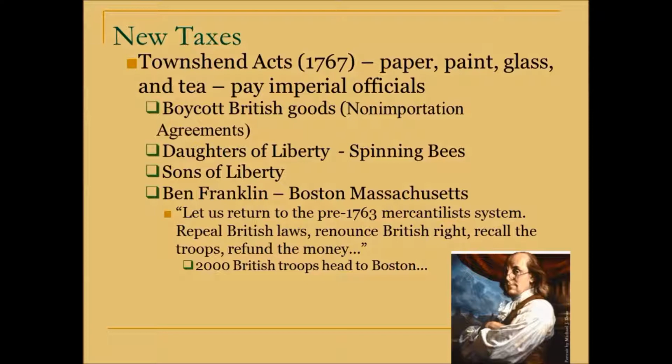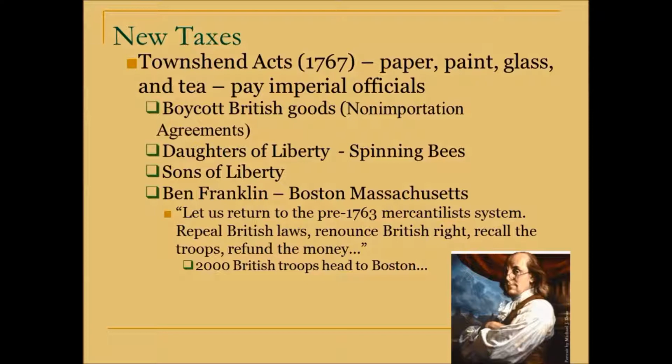So a year later, the Crown comes up with a new tax called the Townshend Acts. And again, it's only a year later, 1767, and it was on many things: paper, paint, glass. Big one was tea. And the point of this one was for the Crown to raise money to pay these imperial officials so that they did not have to be dependent on the colonies to pay their paycheck. And that way, hopefully, these imperial officials would be honest, because the crown is paying them and not the colonies, so they wouldn't allow smuggling to take place and things like that.